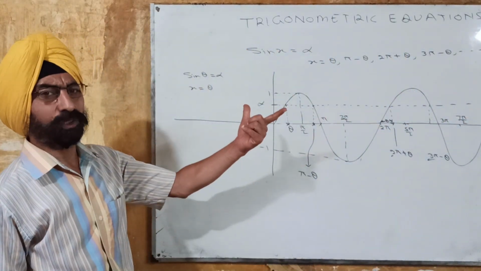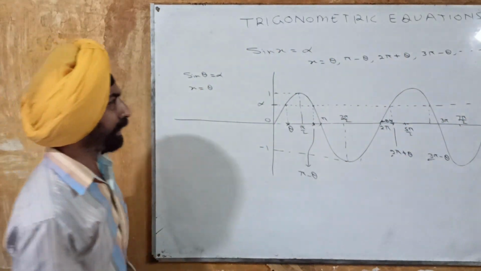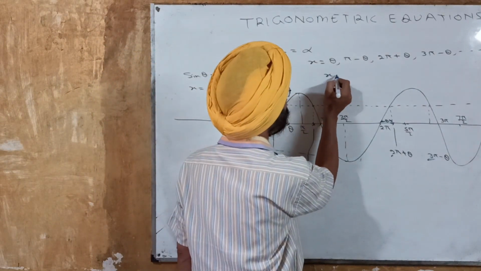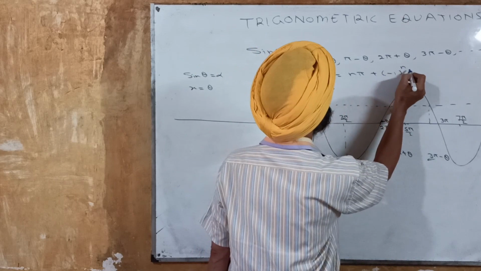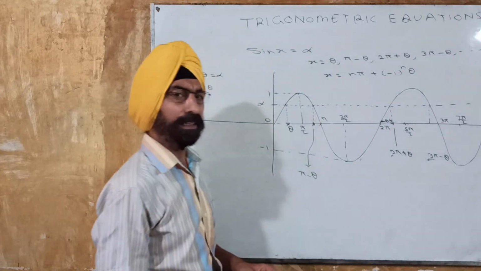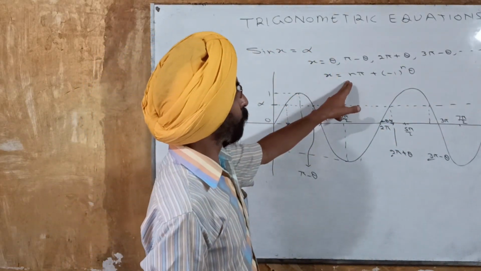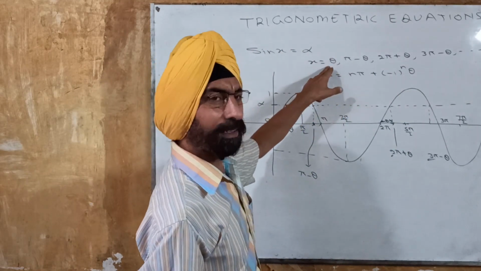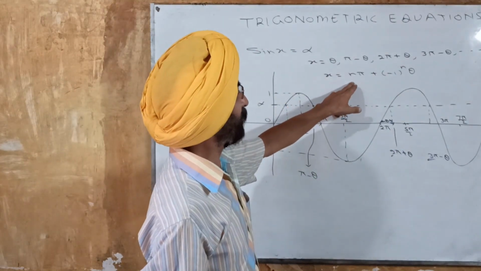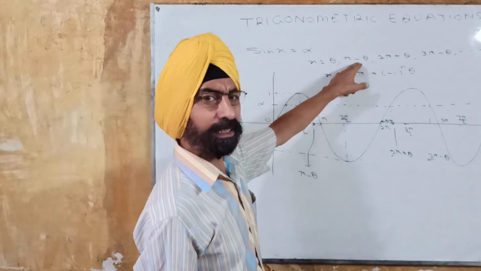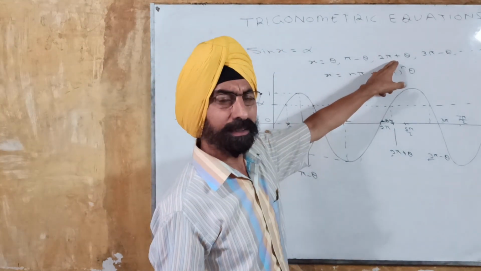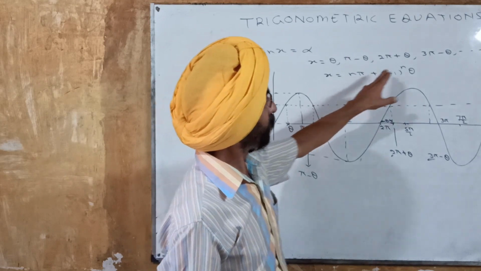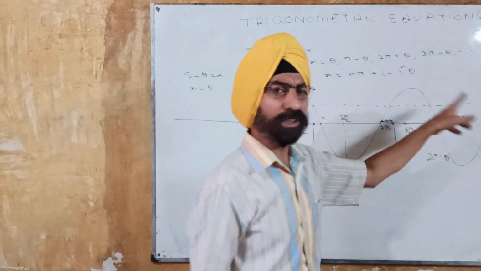So generalize this. The general value of x is n pi plus minus 1 raised to the power n into theta. When you put n is equal to 0, you will get theta. When you put n is equal to 1, you will get pi minus theta. When you put n is equal to 2, you will get 2 pi plus theta. When you put n is equal to 3, you will get 3 pi minus theta, and so on.